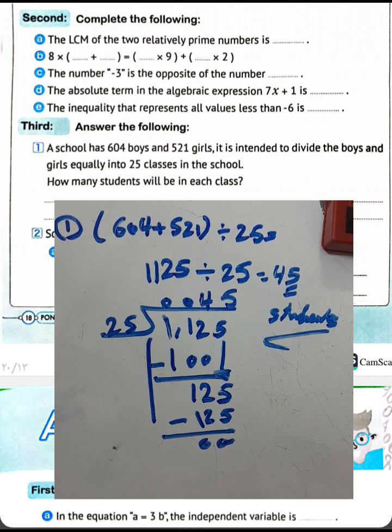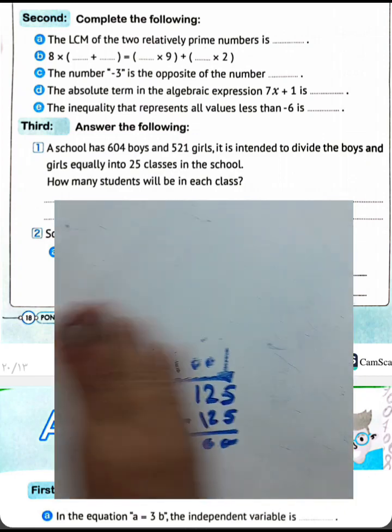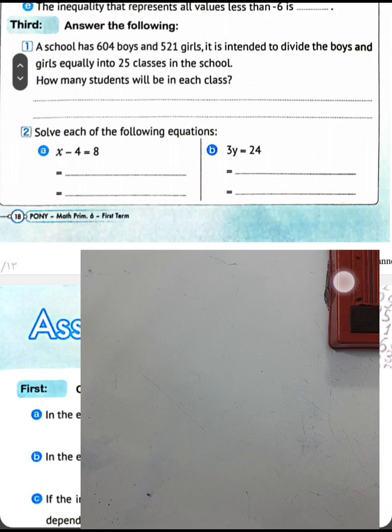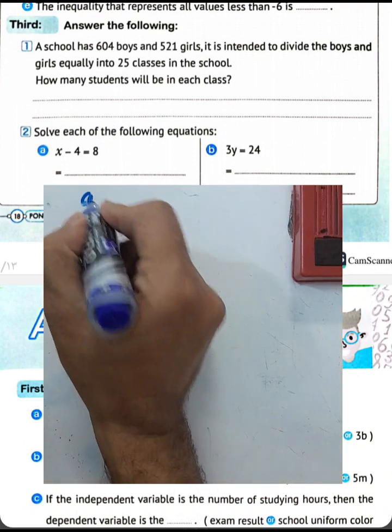Understood? Question number 2. Solve each of the following equations.